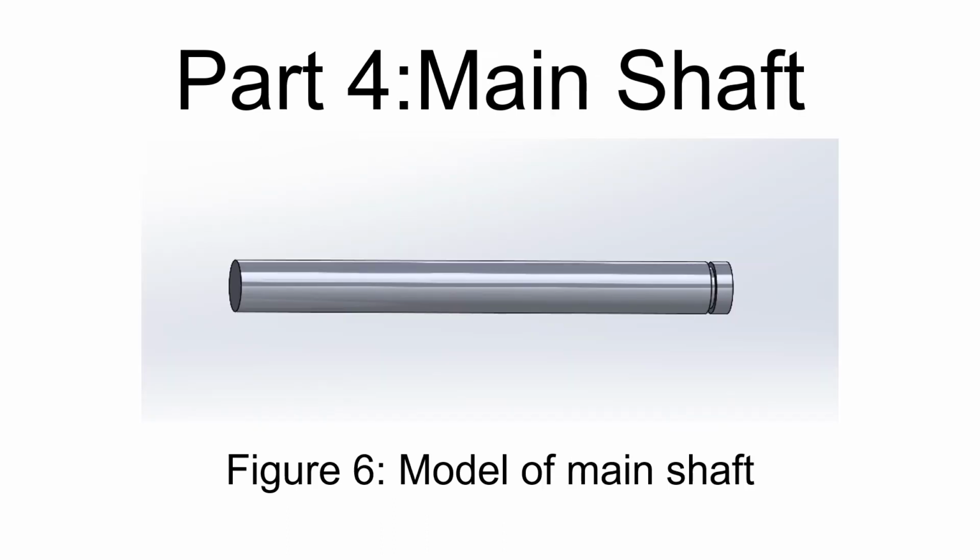Part 4 of our SolidWorks project. So this is the main shaft. This sits right in the middle of the nacelle when it's mirrored. Practically this is used for the connection of the ball bearings to the blade hub.